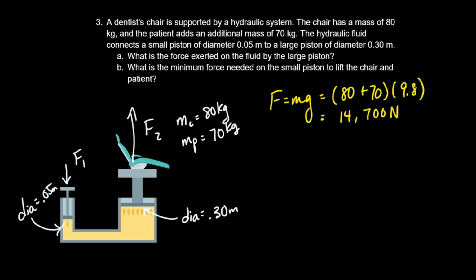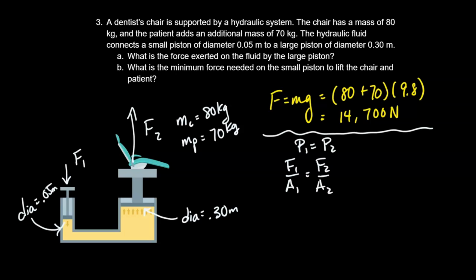14,700 newtons. All right, the second part. What's the minimum force needed on the small piston to lift the chair and the patient? We know the output force is 14,700 newtons. What's the input force? So we're going to start with P1 equals P2. F1 over A1 is equal to F2 over A2.